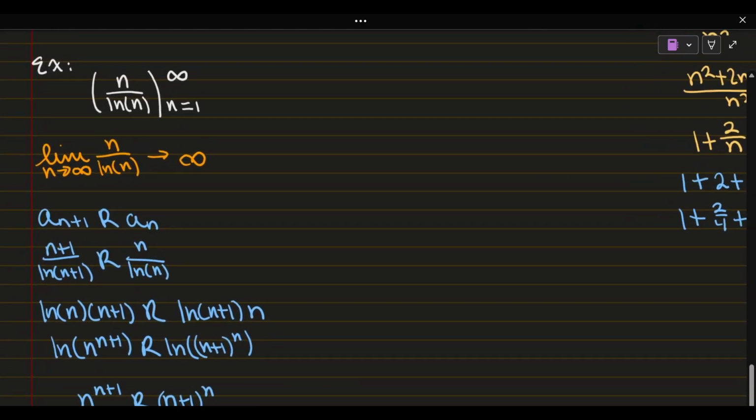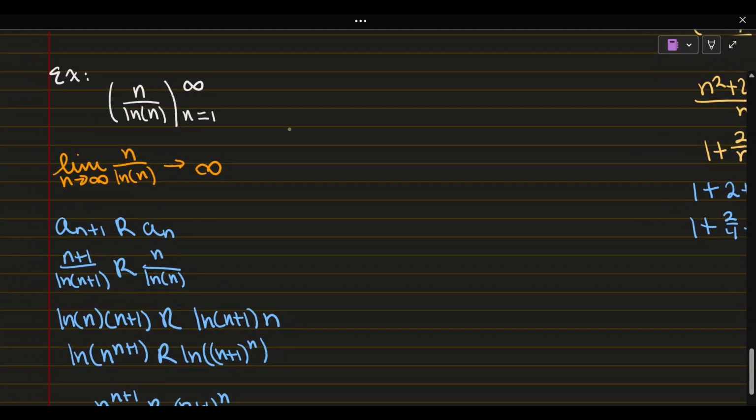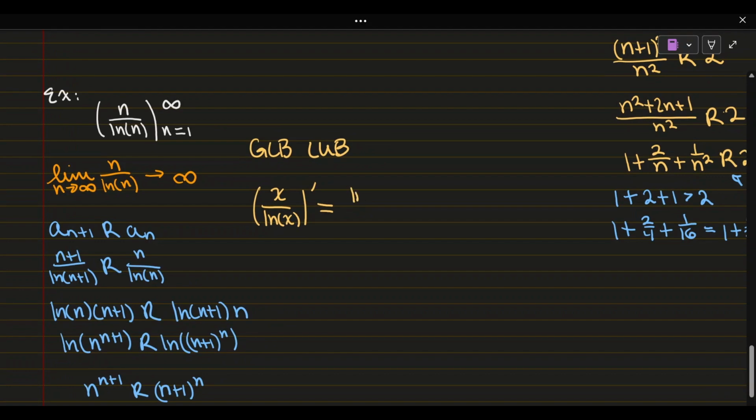Okay, so again, let's get an idea of if we can have a greatest lower bound and least upper bound. So I'm going to do the same trick I did before and look at the continuous function x over ln x. The derivative of that, when I set it equal to 0, will give me the minimums and maximums. So let's take the derivative. I get (ln x minus x times 1 over x) over ln squared x. And I want to set that equal to 0, so I only care when ln x minus 1 equals 0. So when ln x equals 1, or when x equals e.